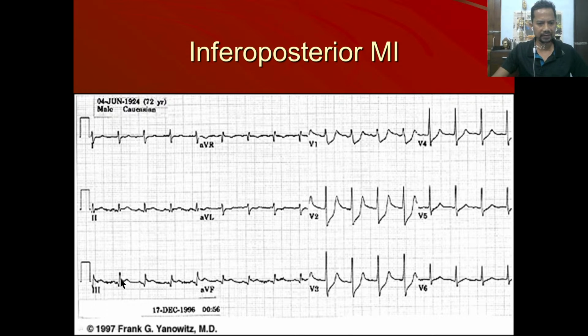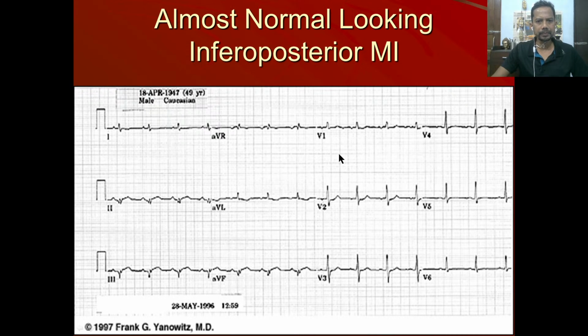And in V3 there is ST elevation, and there is an R wave; put it in front of a mirror and it will become a Q wave. Then this is a normal looking ECG, but this is an inferior posterior MI elevation. Merging of ST-T elevation, and it is above the ST isoelectric line.